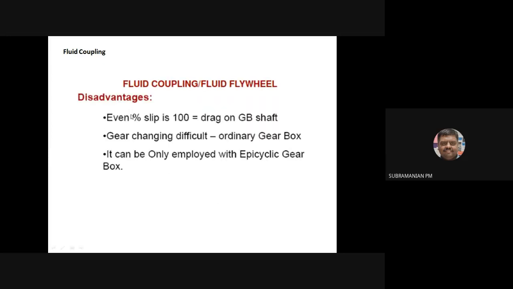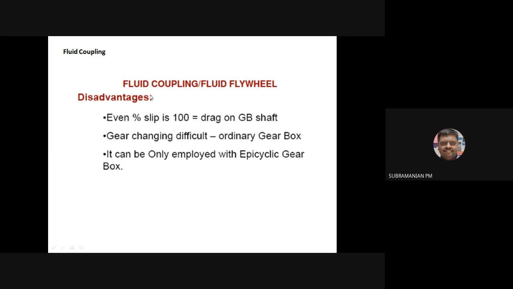So another disadvantage is, even though my slip is 100%, that is, my turbine is not rotating, I will be having a fluid between the turbine and impeller. The fluid will be exerting a force on the gearbox shaft. That is a major problem with the fluid coupling. Even though turbine is not rotating, slip is 100%, there will be a drag. Drag is a force acting on the gearbox shaft, and I have to overcome this drag to rotate the turbine. So my power is getting wasted to overcome this drag. So I have to design my fluid coupling so that drag on gearbox shaft will be less.